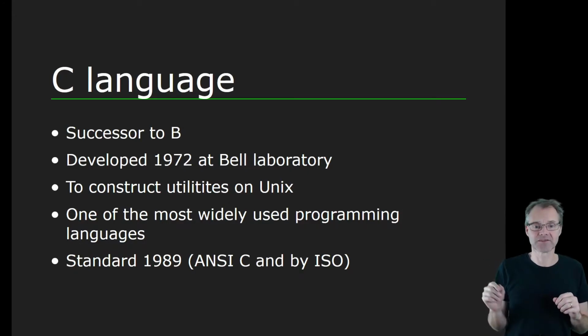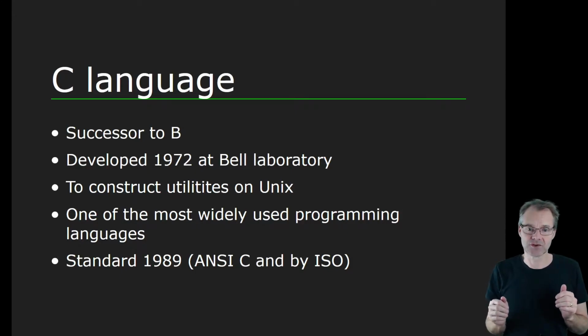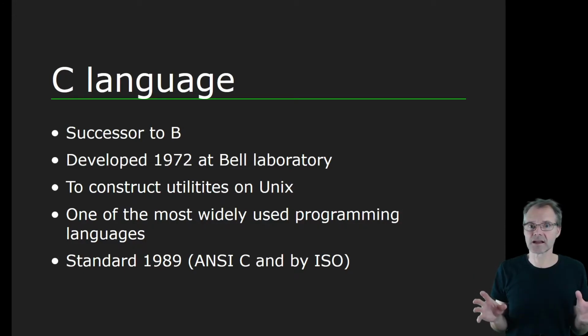The C language was developed in '72 at Bell Laboratories. It was mainly developed to create utilities on Unix, small program utilities to help when working with the Unix system. It was a successor to B, so obviously there was a language prior to this, so I guess it was an easy task to name this C language. It has been standardized a few times, and in '89 it was standardized by ANSI and ISO, and that is the version of the language that I will mostly aim at when I'm looking at it here.